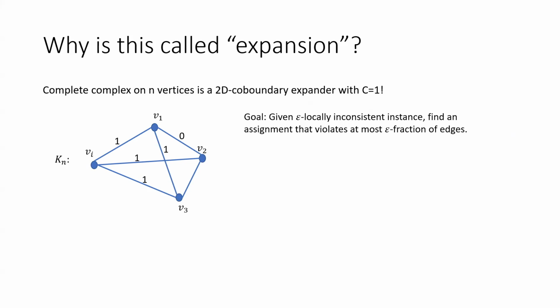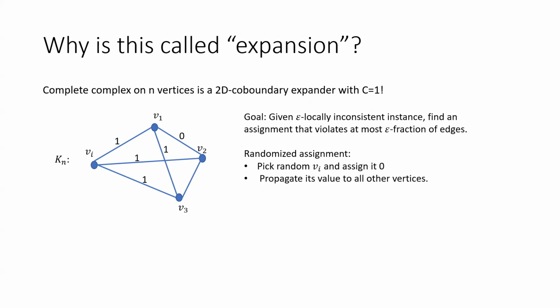And the way we'll show that such an assignment exists is just by giving an algorithm to find such an assignment. And what we can do is to get a randomized assignment. So pick a random vertex Vi and assign it to be 0. And then just propagate this value according to the edges touching Vi to all the other vertices. So we assign Vi to be 0, and then V1 must be 1 because this edge needs to be satisfied, and so on. While assigning the other vertices, we don't care about the edges that are contained within the other vertices, only about the edges from Vi to the other vertices.